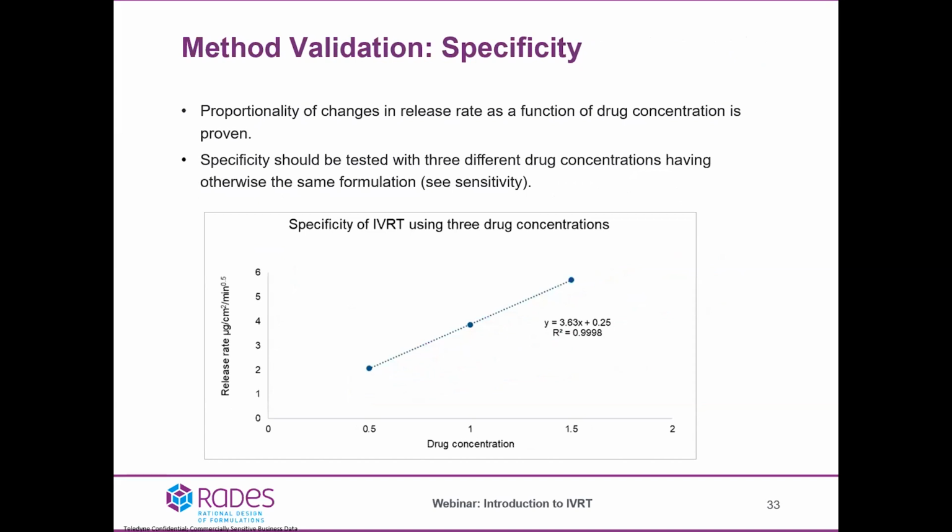In addition to sensitivity and selectivity, the IVRT method should also be specific. Specificity in this context is the ability to monitor the proportionality of changes in the release rate as a function of drug concentration and formulation. For this, the three release rates from the sensitivity experiment are plotted against the drug concentration, which should yield a straight line, as demonstrated in this slide here.